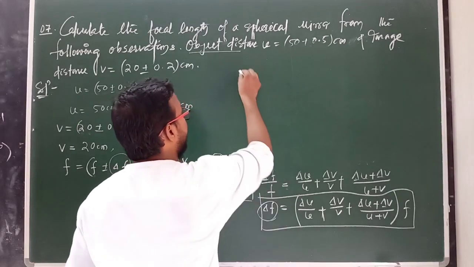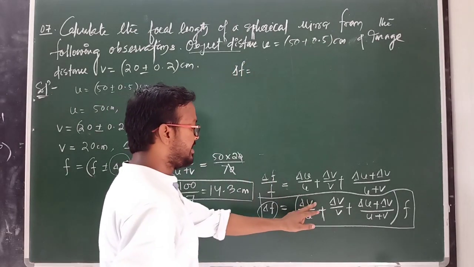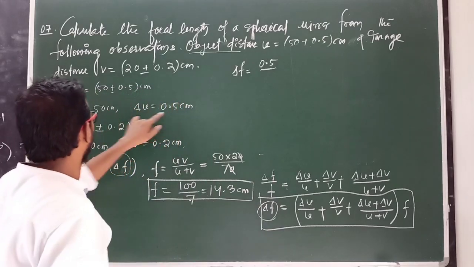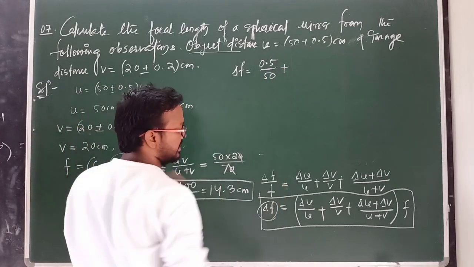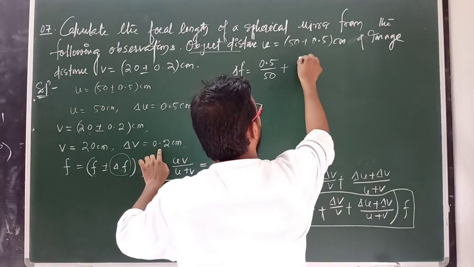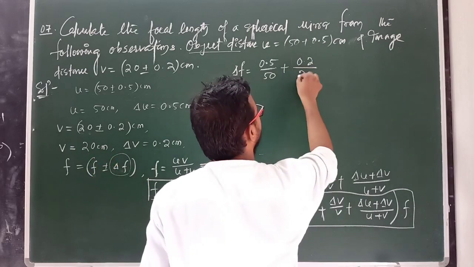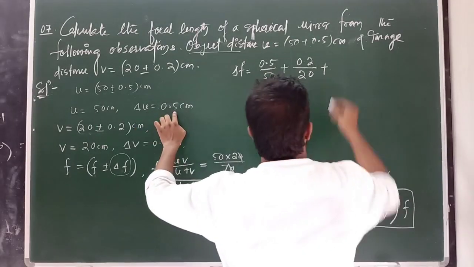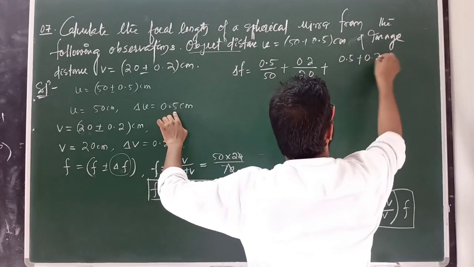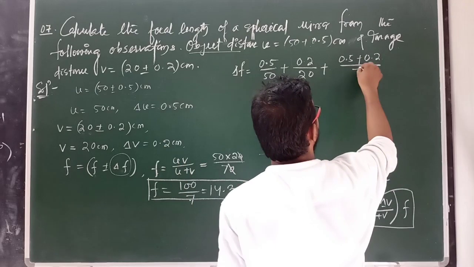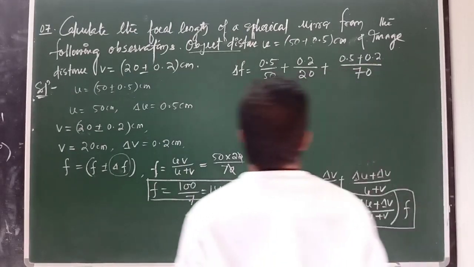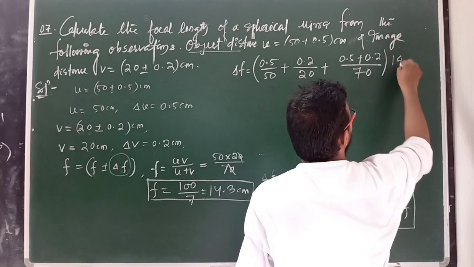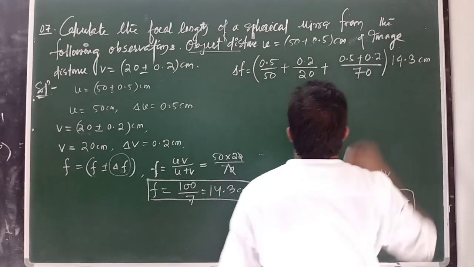Now we have to calculate delta f. So delta f equal to delta u by u, and here delta u is 0.5, divided by u, the object distance given as 50 centimeter, plus delta v by v, and delta v is 0.2 divided by 20, plus delta u plus delta v, given that delta u is 0.5 plus 0.2, divided by 70, u plus v, which is 70, into f, and we already found the value of f, that is 14.3 centimeter. Clear? Okay.